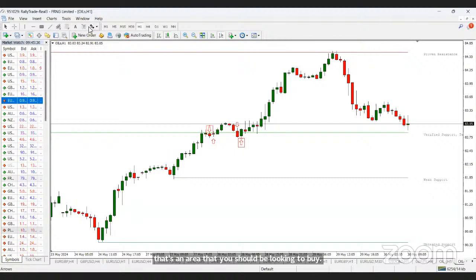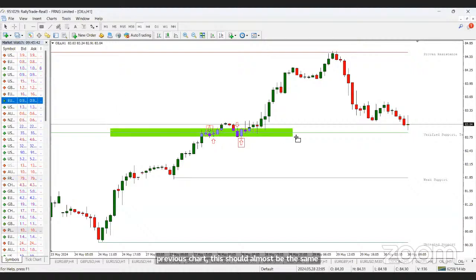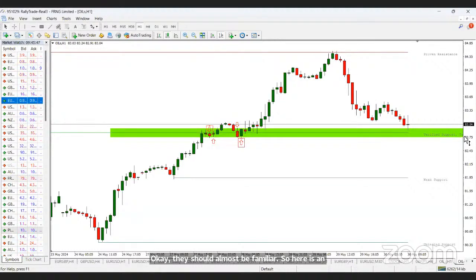So if you look at it now and just compare it with what I drew on the previous chart, they should almost be the same area. So here is an area that you can be looking to buy when the price gets back to that place. Of course, that area is verified. That's what we mean by support and resistance on the chart.